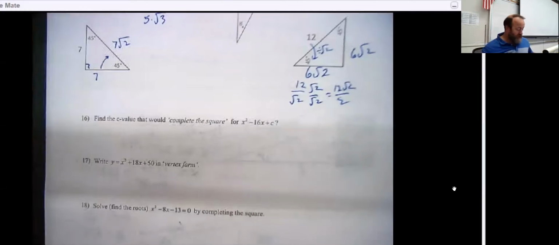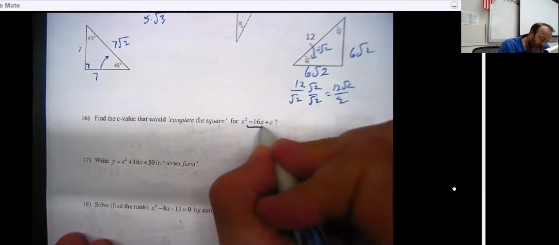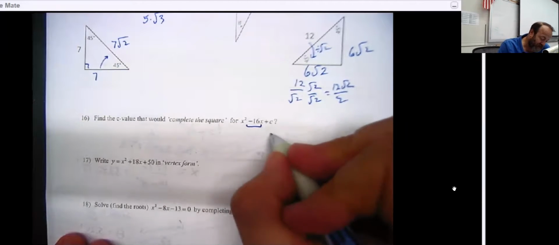Now on to our quadratics. The first one isn't going to be too bad. If we wanted to complete the square, we'd have to take this value, cut it in half, and then square it. So half of negative 16 is negative 8. And if you square negative 8, you get 64.